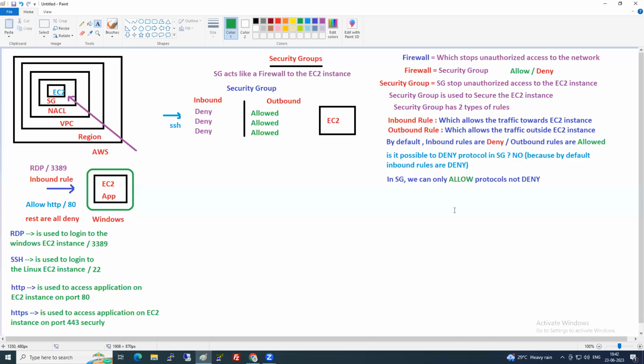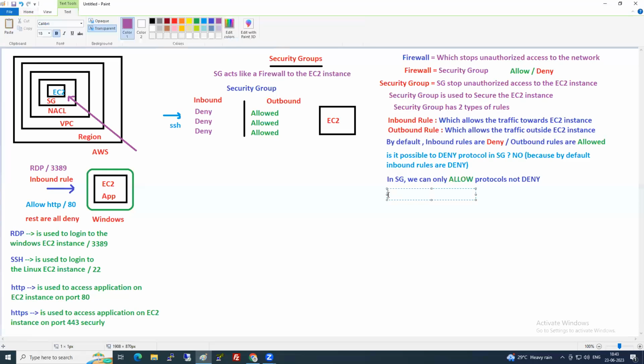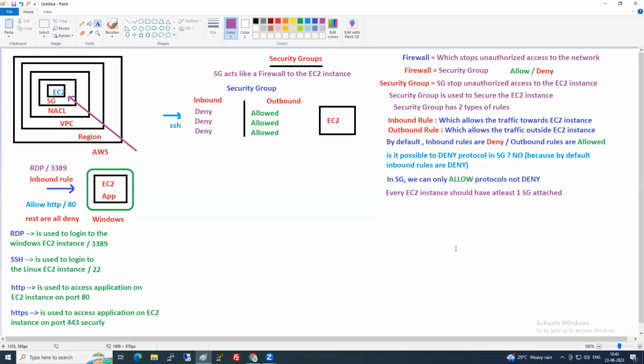Okay. So do you all agree every EC2 instance should have at least one security group attached? Without that, it is danger, correct? But by the way, you cannot even do that. So every EC2 instance should have at least one security group attached. Guys, can you create multiple security groups? Yes, you can create multiple security groups.